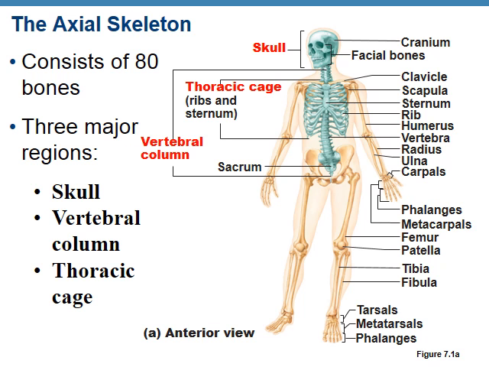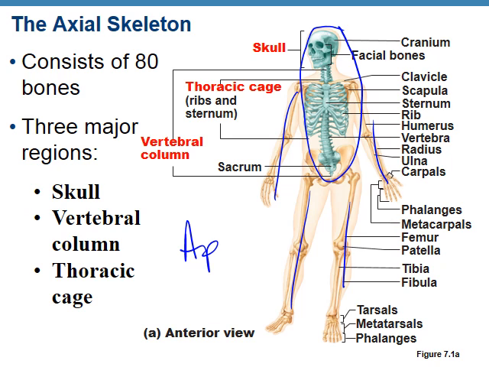If we look at just the axial skeleton, this consists of 80 bones, and there's three major regions. There's the skull, there's the vertebral column, and then there's the thoracic cage. And these are clearly highlighted for you. You can see that the axial is everything here in the green color. Everything else that we talk about here and here is going to be the appendicular.